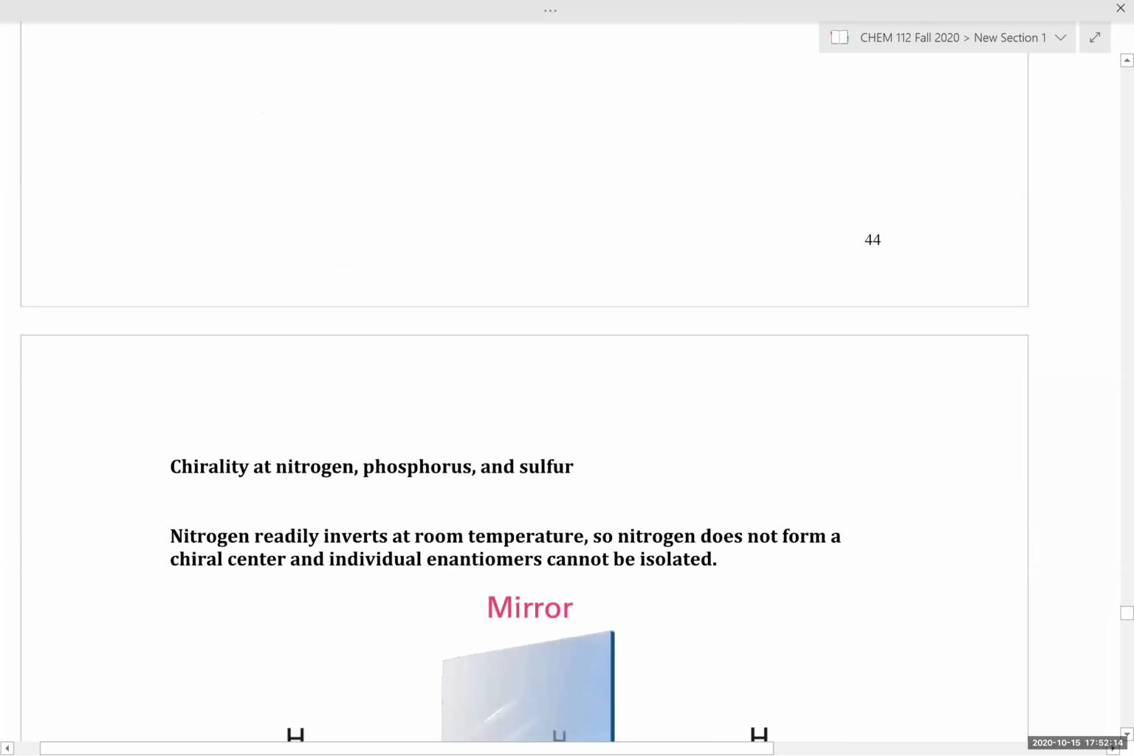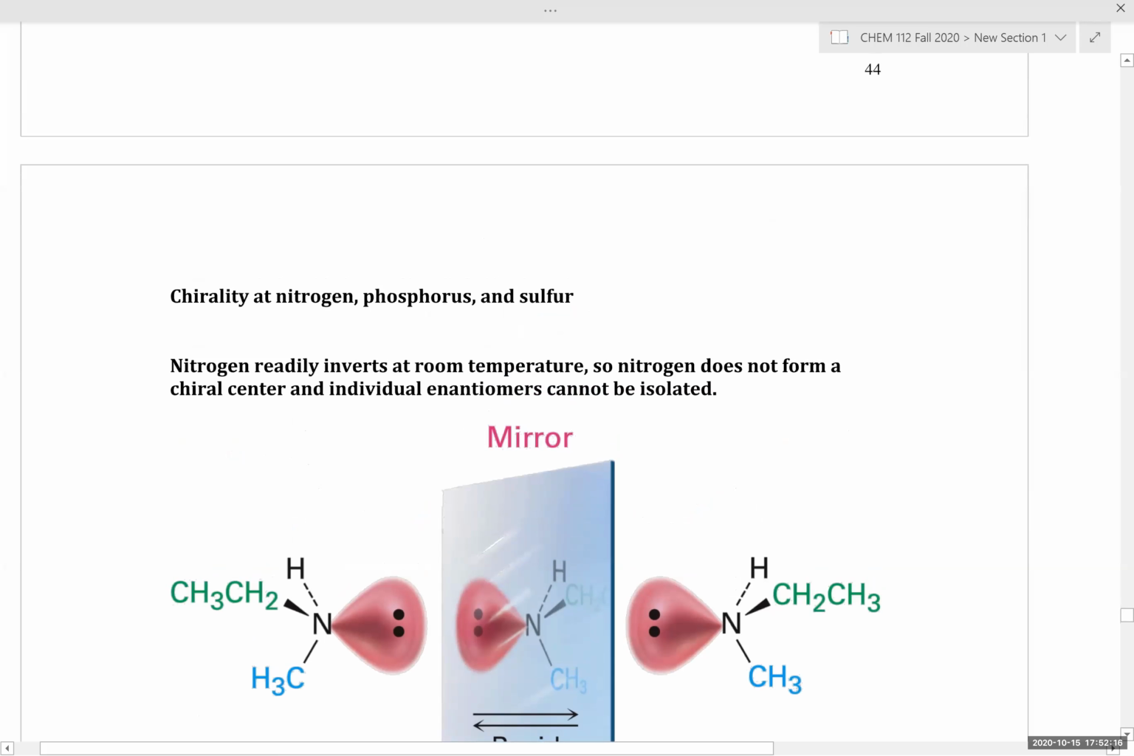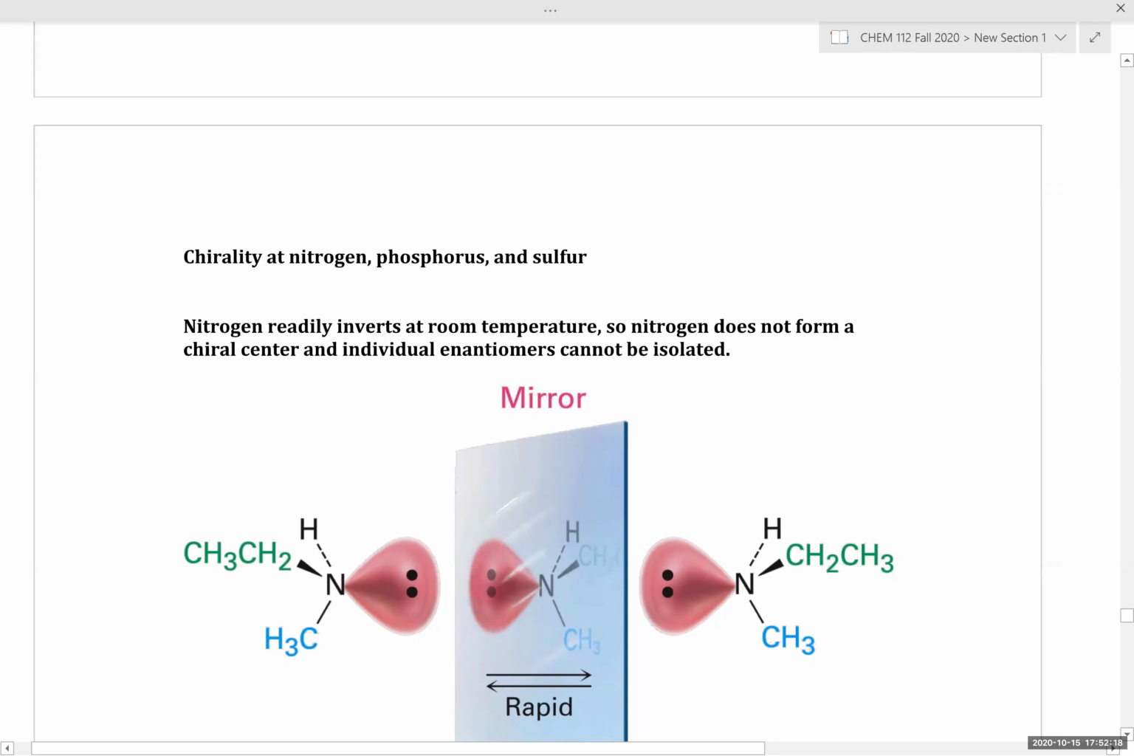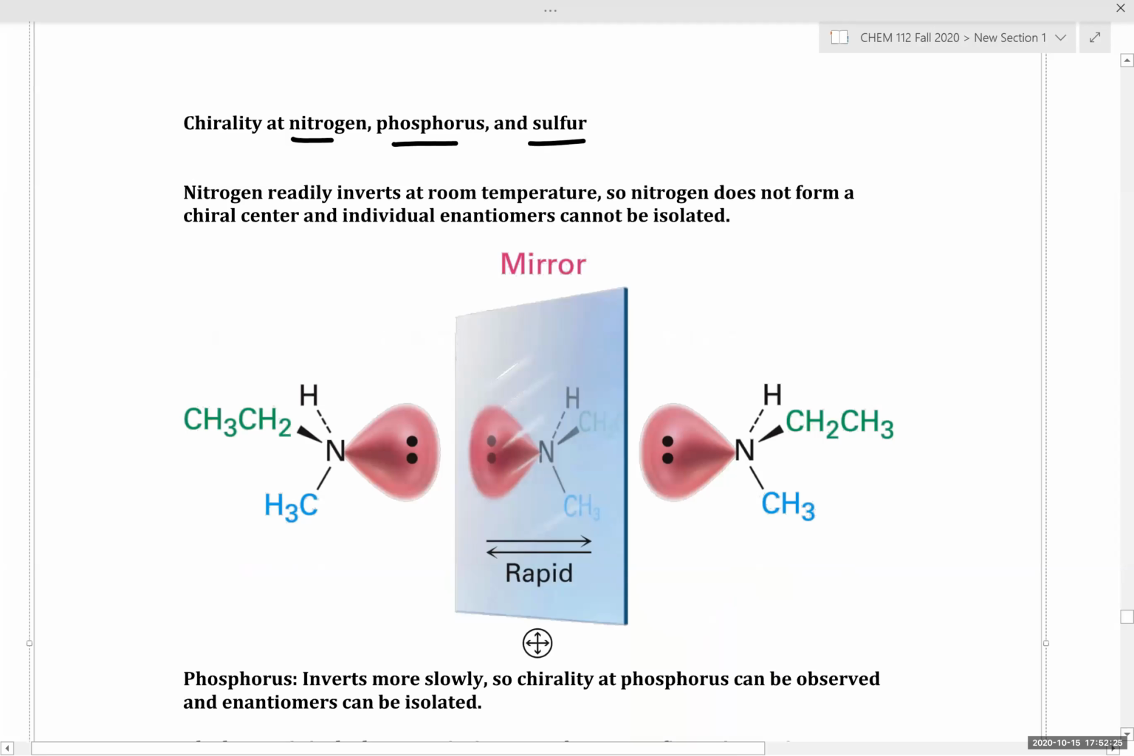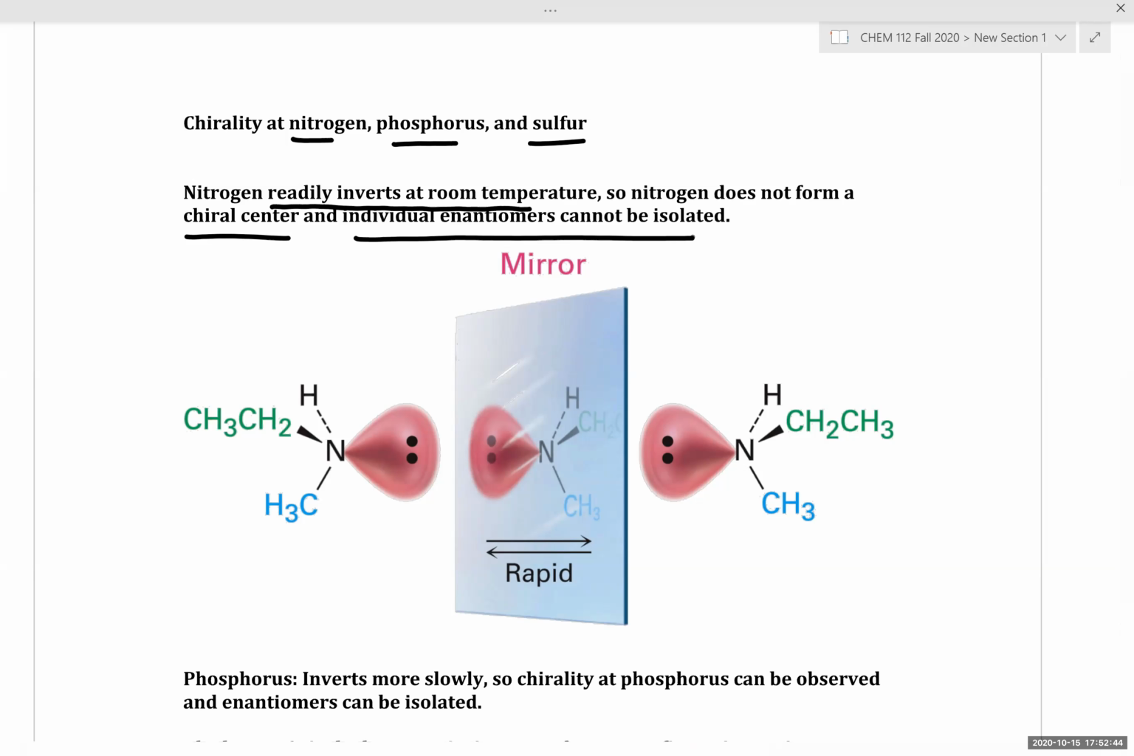Okay, so let's talk a little bit about chirality at other centers. So chirality at nitrogen, phosphorus, and sulfur. Now, nitrogen, there's a bit of an issue. Nitrogen can readily invert at room temperature. So nitrogen does not form a chiral center at room temperature, and we can't isolate individual enantiomers. Nitrogen undergoes rapid inversion at room temperature.